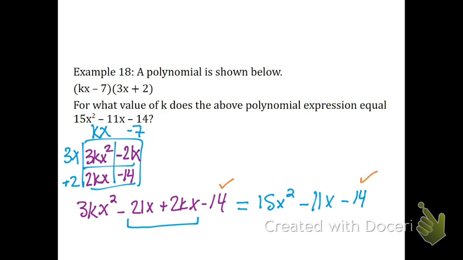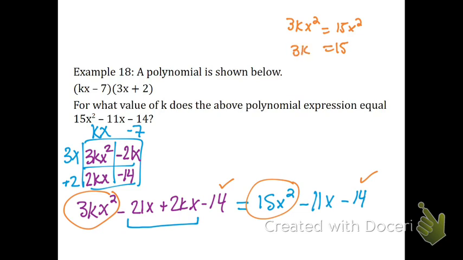We see the minus 14, that's the same. We know that this 3kx squared needs to be equal to the 15x squared. Off to the side, make that its own little mini problem. The coefficient of 15x squared is 15. That needs to be the same as 3k. So divide both sides by 3. k should be 5.